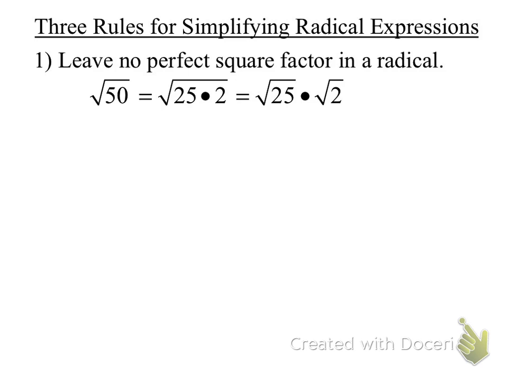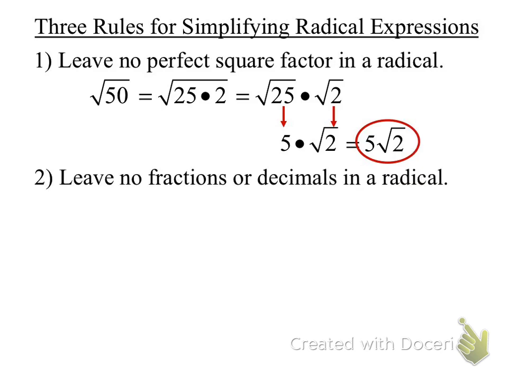Rule number 2: leave no fractions or decimals in a radical. For instance, if I have 3/4, I can't leave a fraction or a decimal under the radical. Now, I can take the square root of 4, and that's 2, so there's no fraction in the radical. There's only a 3 in the radical. Does that make sense?